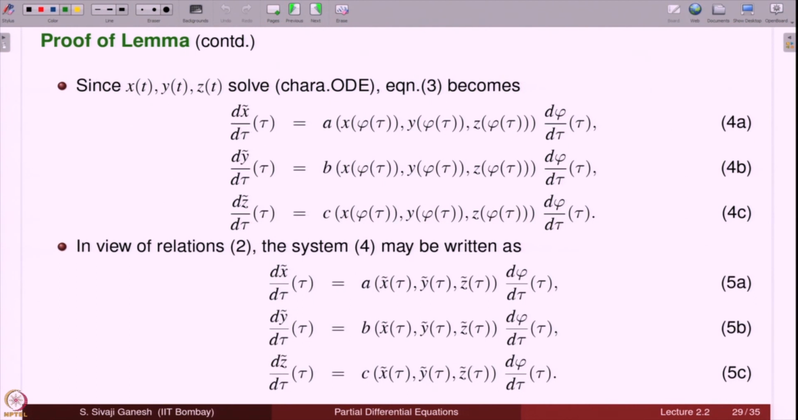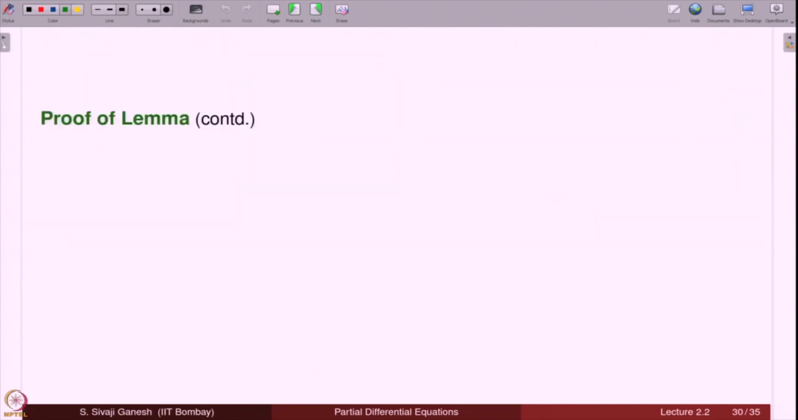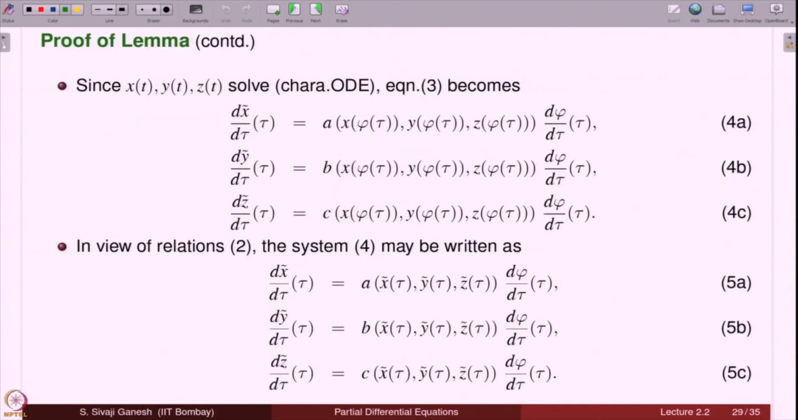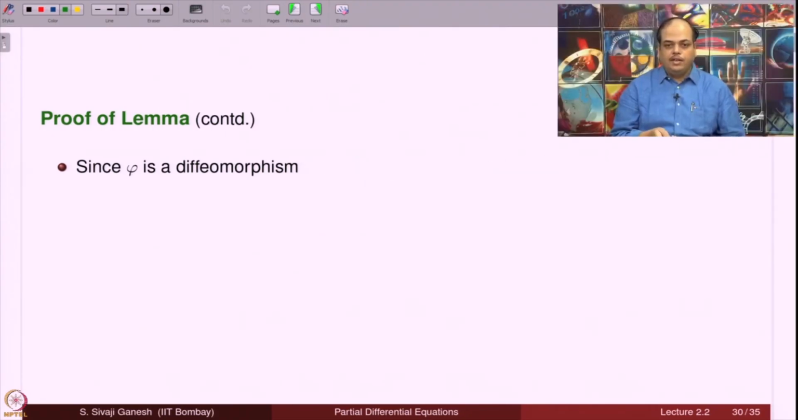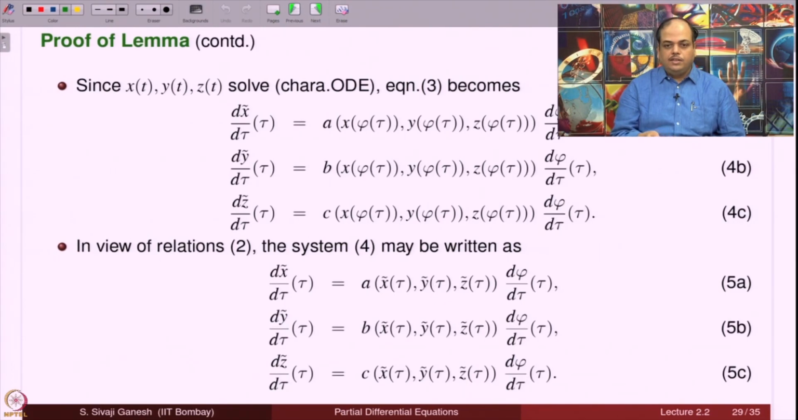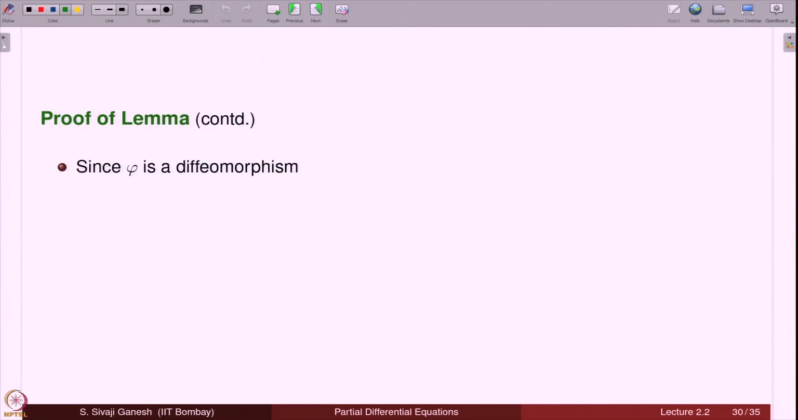Now in view of the relations 2, what are those? Relation 2, the definition of x tilde, y tilde, z tilde, gives us these equations. Since phi is a diffeomorphism, we have d phi by d tau is non-zero at every point. So this quantity which is multiplying a, b, c is a non-zero quantity. Therefore, the direction of this right hand side is the same as the direction of this a, b, c, because it is non-zero. If it is 0, we can't say this, so it is because of the diffeomorphism.